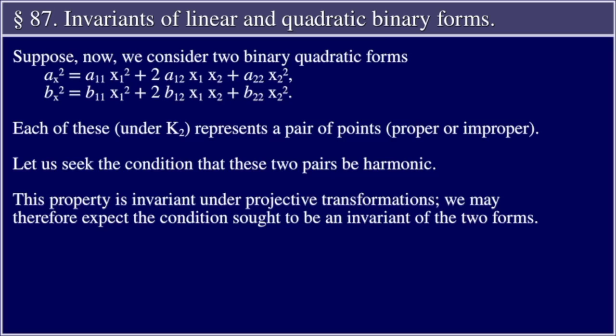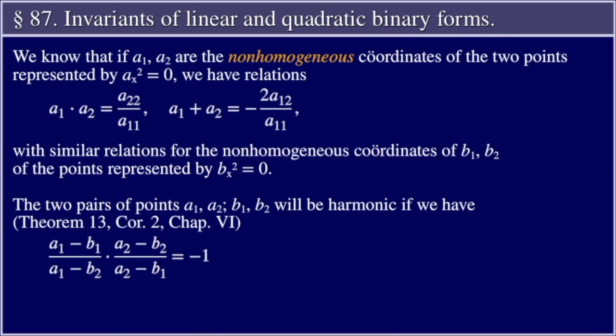This property is invariant under projective transformations. We may therefore expect the condition sought to be an invariant of the two forms. We know that if a sub 1, a sub 2 are the nonhomogeneous coordinates of the 2 points represented by a sub x squared equals 0, we have the relations a sub 1 times a sub 2 is equal to a22 divided by a11. A sub 1 plus a sub 2 is equal to negative 2a12 divided by a11. With similar relations for the nonhomogeneous coordinates of b sub 1, b sub 2 of the points represented by b sub x squared equals 0.